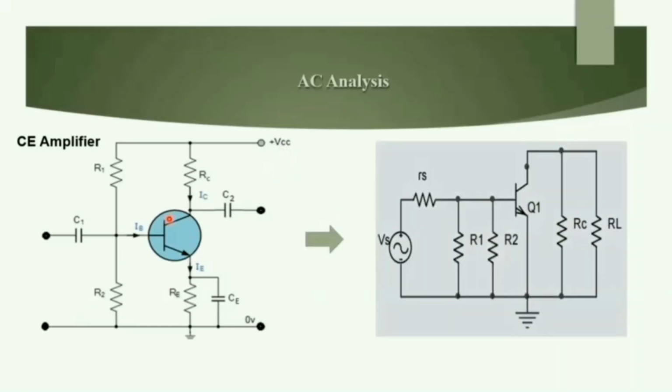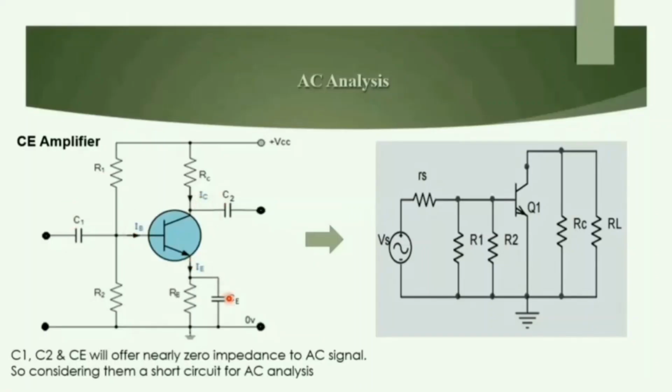If you observe, if you connect this terminal to ground, then R1 will come in parallel with R2 and RC will come in parallel with the load resistor you will be connecting across these two terminals. C1, C2 and CE will offer nearly zero impedance to AC signal, so we consider them a short circuit for AC analysis.